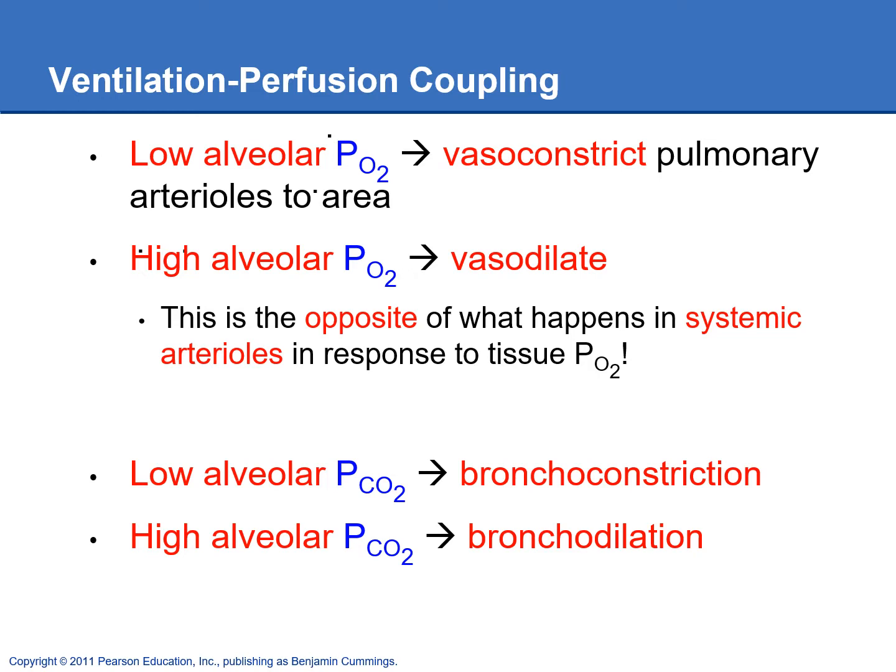And then if we look at the alveolar partial pressure of carbon dioxide, if that's low, that will cause bronchoconstriction because the alveolus wants to build the CO2 levels back up to normal. So if you bronchoconstrict, you're not going to exhale the CO2 that's being dropped off, and that'll allow the partial pressure of carbon dioxide to build back up to normal. If the partial pressure of carbon dioxide is high in the alveolus, that will cause bronchodilation. And that's because the alveolus wants to get rid of the extra CO2 and exhale more of it to get the CO2 back down to normal.